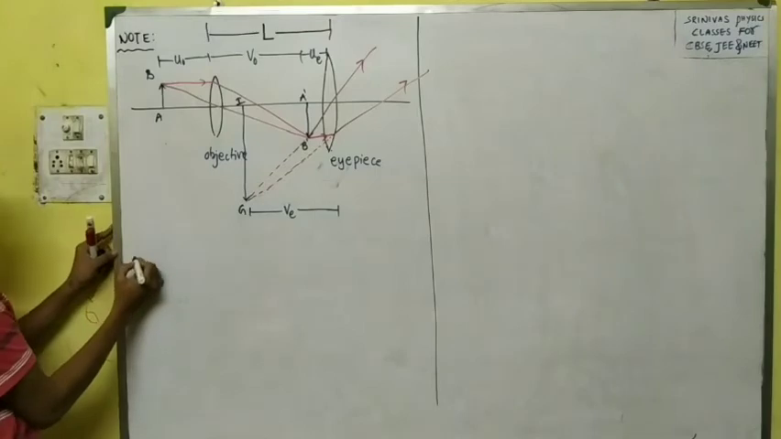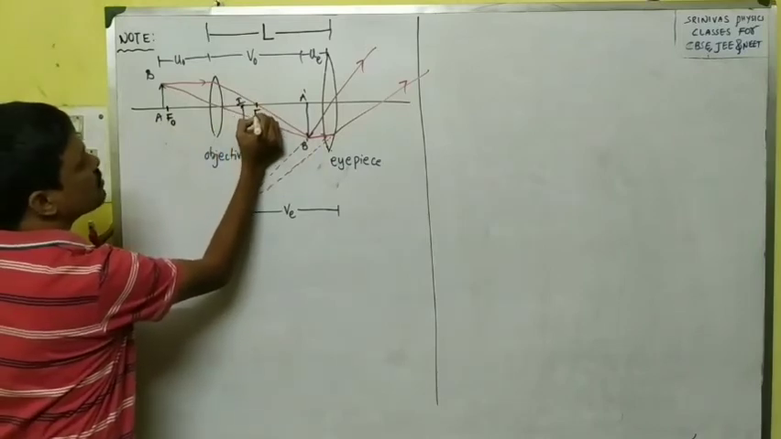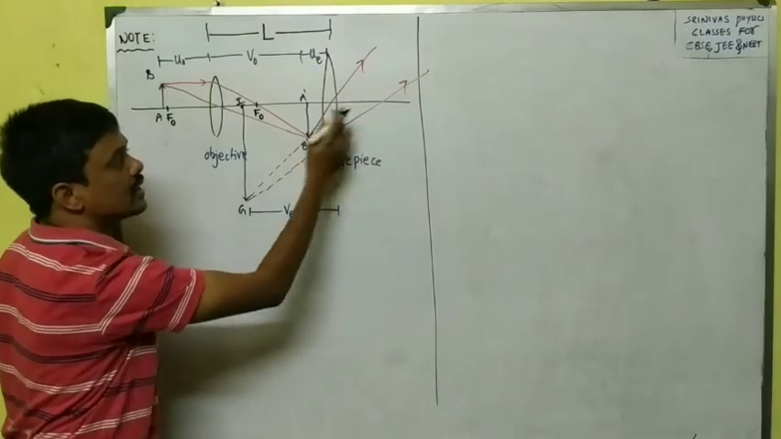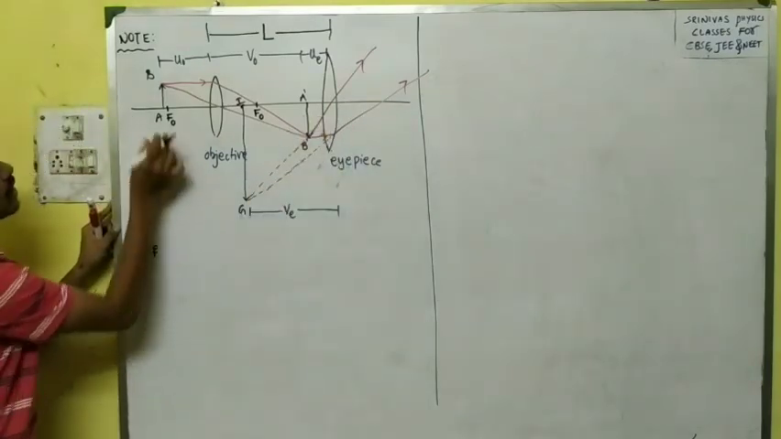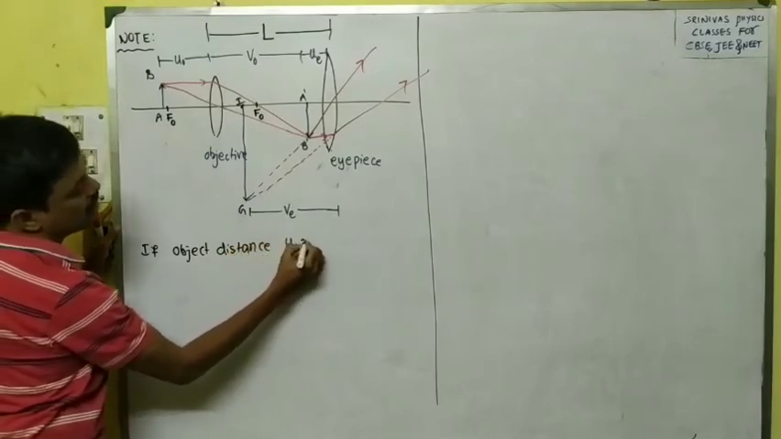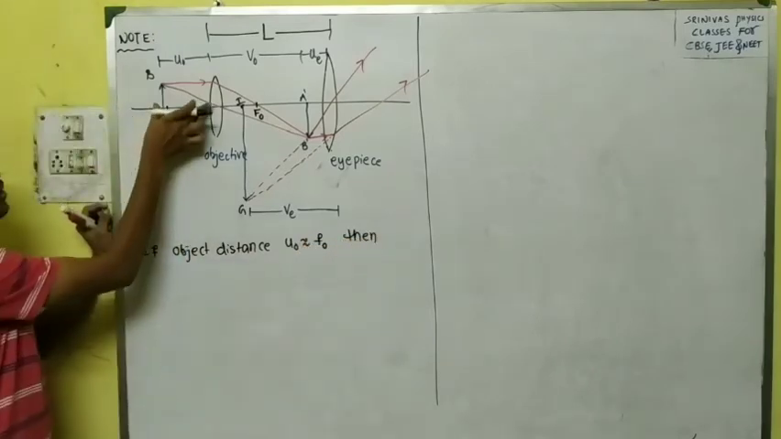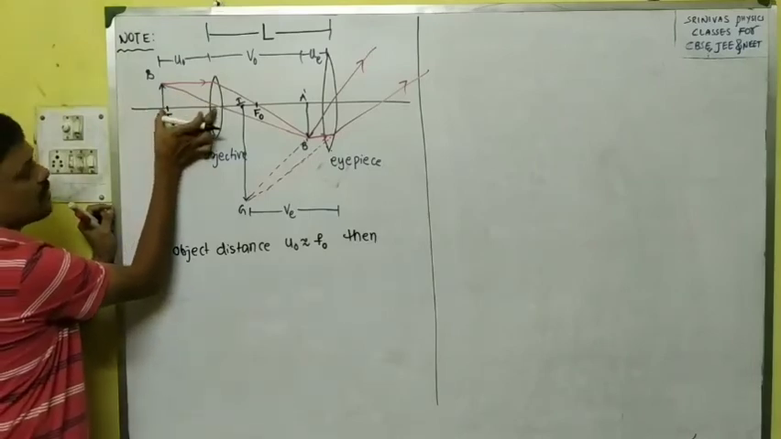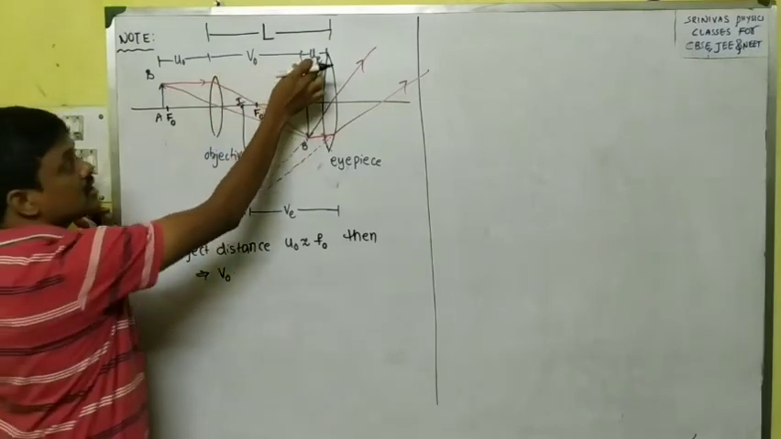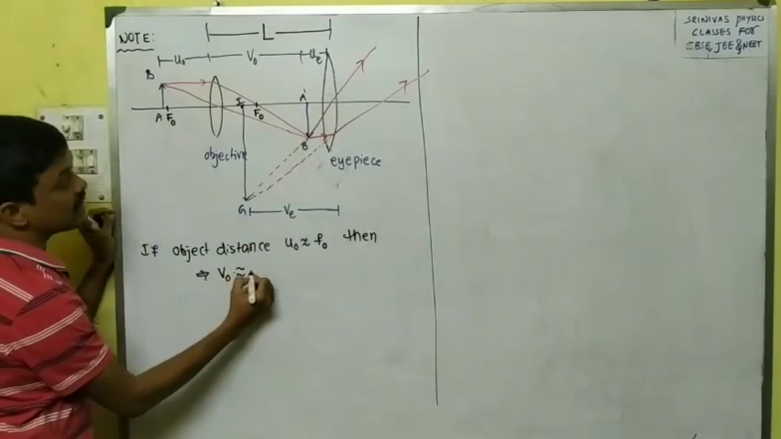Now I am taking that this is the principal focus of the objective. When you move the object towards the objective lens, the image also moves to the right, nearer to the eyepiece. Take one case: if object distance U naught is nearly equal to F naught, that means the object is nearly at the principal focus, then this image A dash B dash is very close to the eyepiece, so U E is neglected, and we take V naught as nearly L.